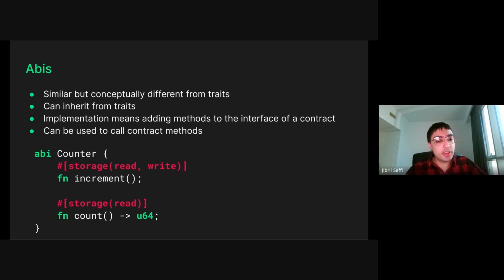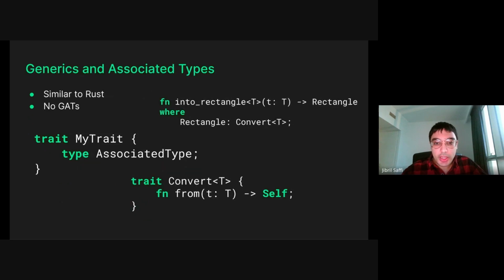So you will use a special syntax that we'll show later, where you get this type and then get an object that allows you to call the methods of the contract. And here you can see again these storage annotations. Yeah, and we got generics and associated types. They work much the same way as they do in Rust. Spent a lot of effort trying to make some of this stuff work together.